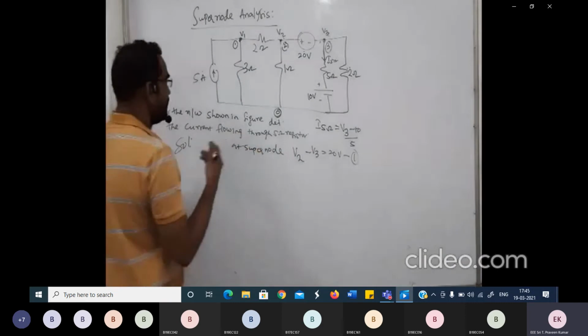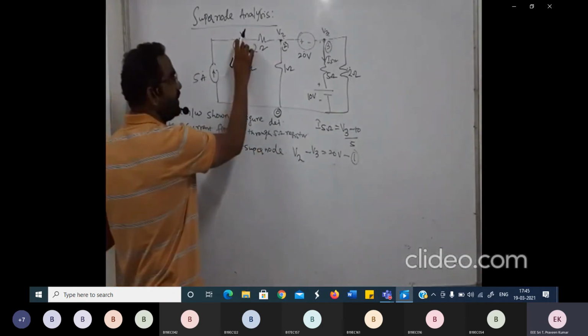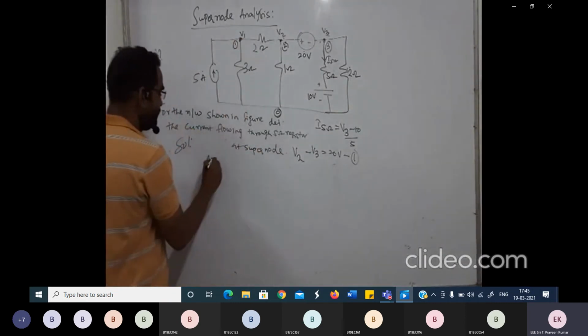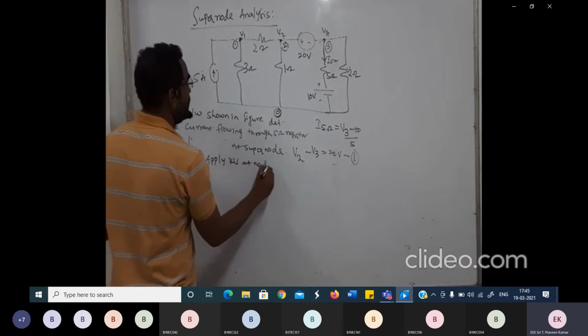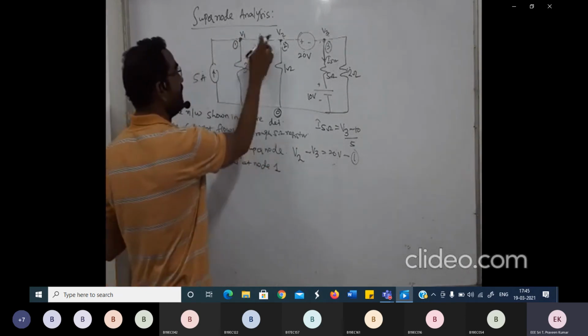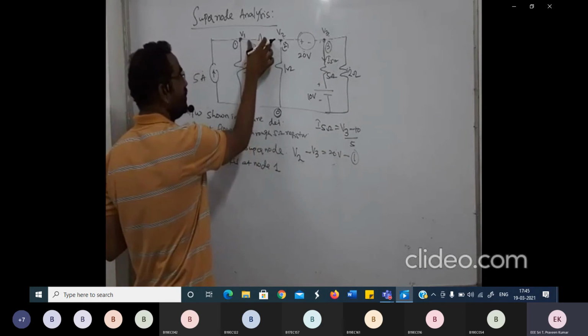Now let us write the nodal equation at node 1. Apply KCL at node 1, because you don't have an ideal voltage source between these two nodes.